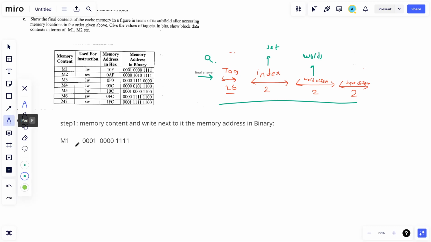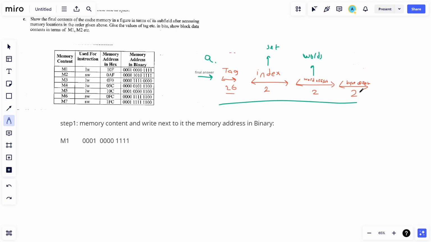Okay, back to business. We said step 1 is the memory content and right next to it the memory address in binary. And you might be like, what does that mean? So this is basically to take M1 and write it down here. And then you take the corresponding memory address in binary, which is this number, and write it down here. Alright? So I'm done with this step. What are the next 2 steps? I'm not going to write them down because I don't have enough space, but I'm going to explain them in a very easy way.